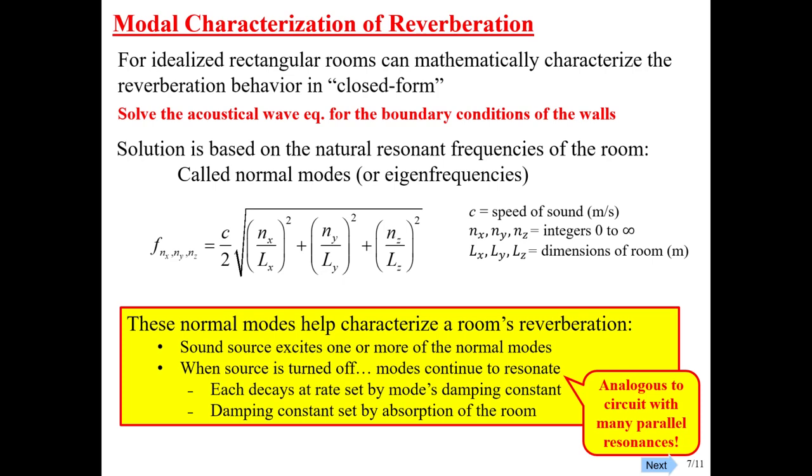So it's these resonances that, when you turn the source off, they resonate, just like a parallel resonance in a circuit with a capacitor and inductor that are just swapping energy back and forth. The walls swap the energy back and forth, but each time they hit a wall, there is some damping, some loss of energy, and so that's how rapidly that dies out.